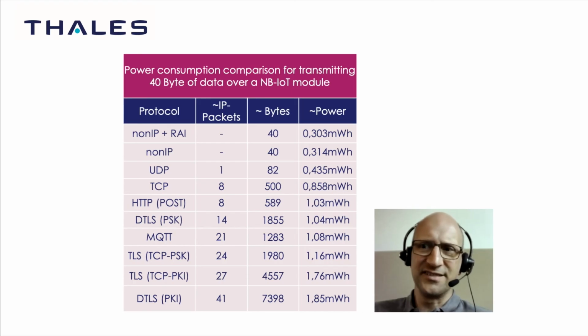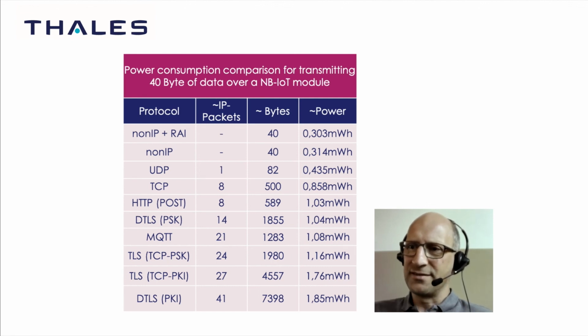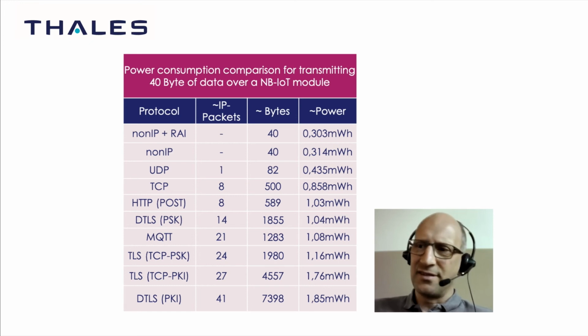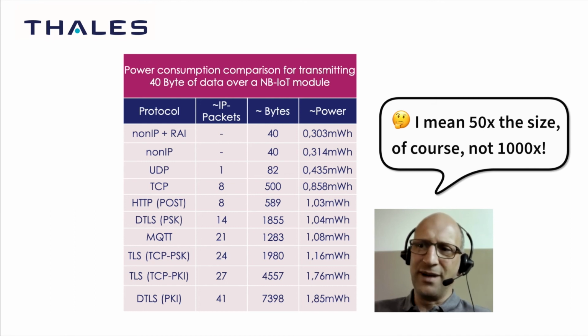Yes, so I made a summary in this small table. As we can see, the power consumptions I just mentioned, which I have measured, but I really like the amount of IP packets and especially the amount of bytes which are finally sent to transport our 40 byte data string. As already mentioned, for non-IP, only 40 bytes of data are transferred. For UDP, the amount is already doubled. And as you can see, if you use a TLS or DTLS connection, more than 1,000 times the initial byte size is needed to transfer these 40 bytes of data.